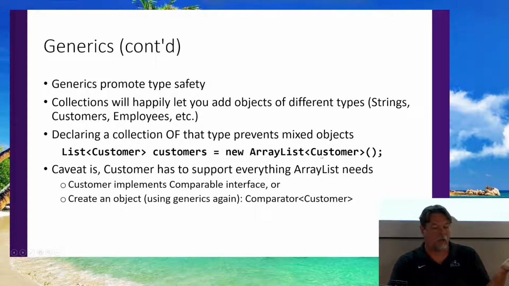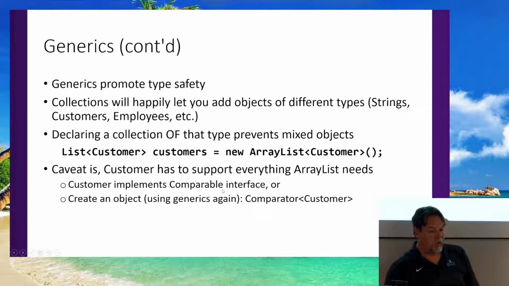And again, the customer inside the less than greater than is using generics. So this is an array list of customer objects. And the caveat here is, if you're going to do this, there are requirements on the data type that you put in there. The data type that you use must implement the interfaces required for the array list to do its job. And in this case, it's Comparable. Comparable is the name of the interface.